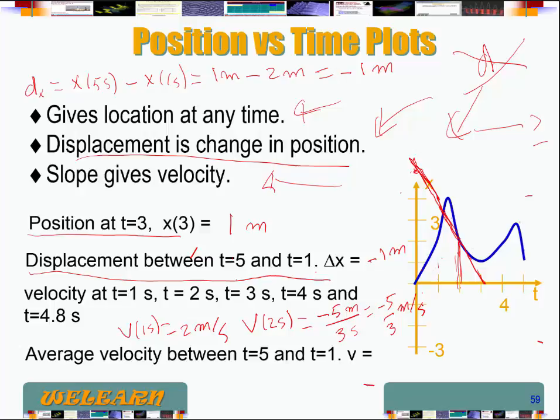And then velocity at 3 seconds. At 3 seconds we are here. So that's my line. So it's a horizontal line. My slope is 0. So velocity at 3 seconds is 0.